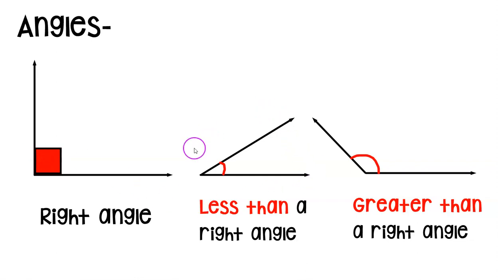This next angle here is less than a right angle. So this angle is smaller than a right angle. Our third angle is greater than a right angle because this angle is bigger than a right angle. Let's start talking about some triangles.